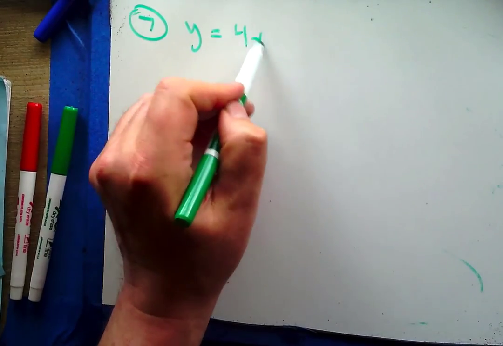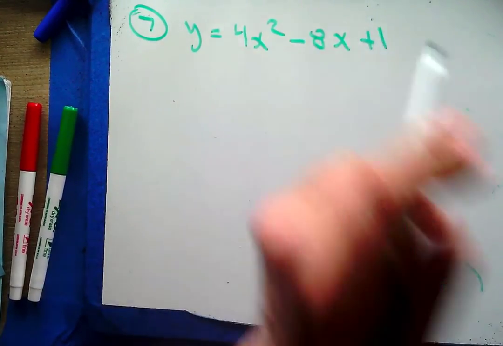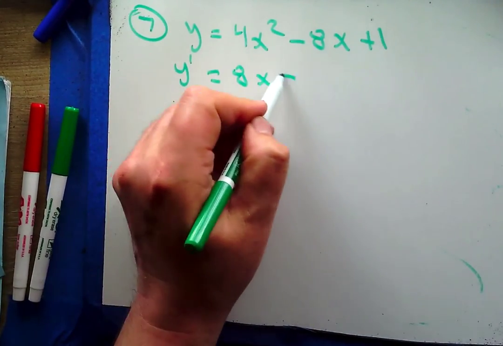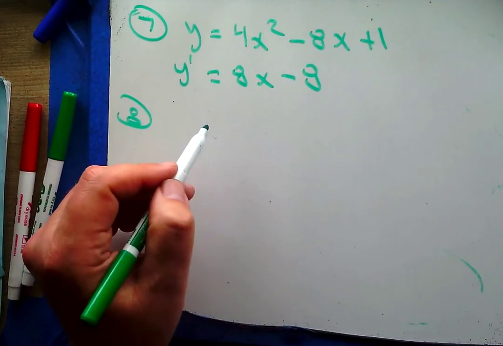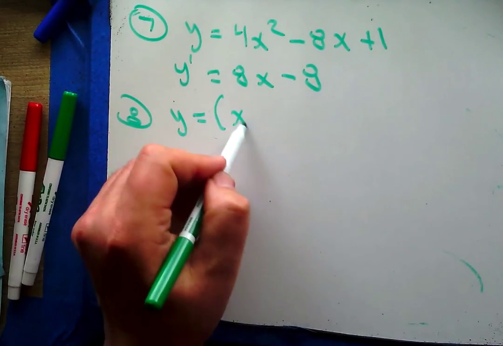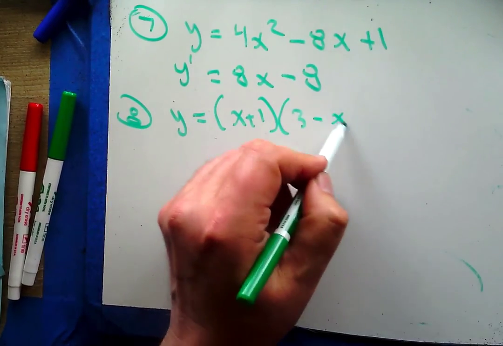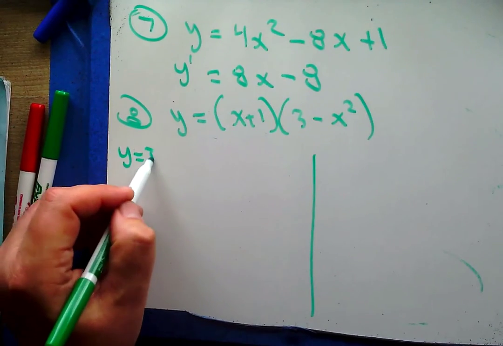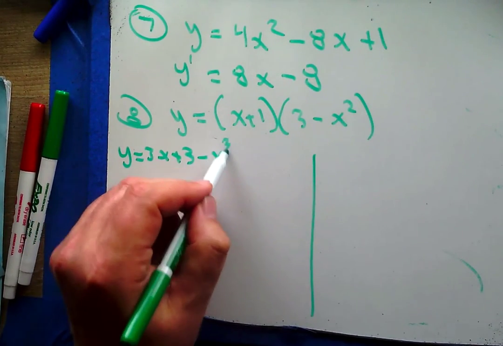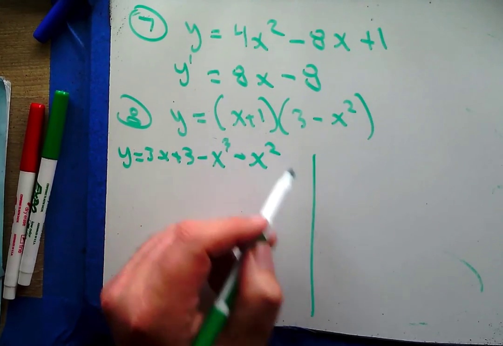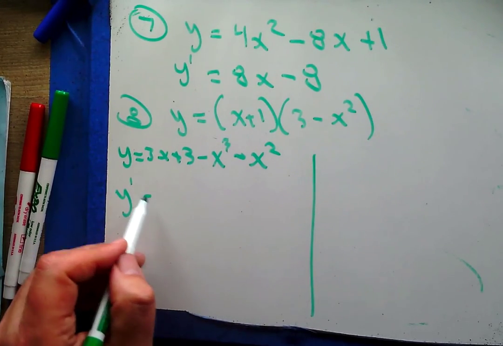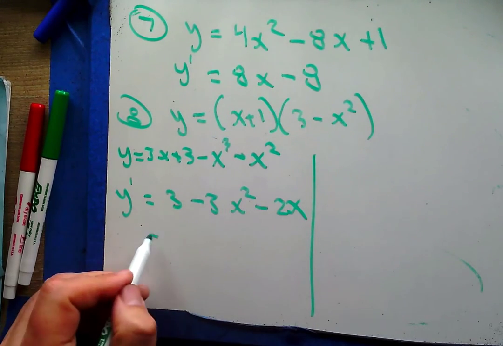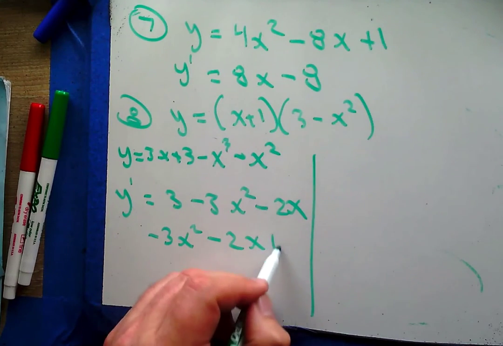y equals 4x squared minus 8x plus 1. Find the first derivative. So y prime equals 8x minus 8. Next, y equals x plus 1 times 3 minus x squared. You're welcome to FOIL this out: y equals 3x plus 3 minus x to the third minus x squared. And then I could take the derivative of this. That would be 3 minus 3x squared minus 2x, or negative 3x squared minus 2x plus 3.